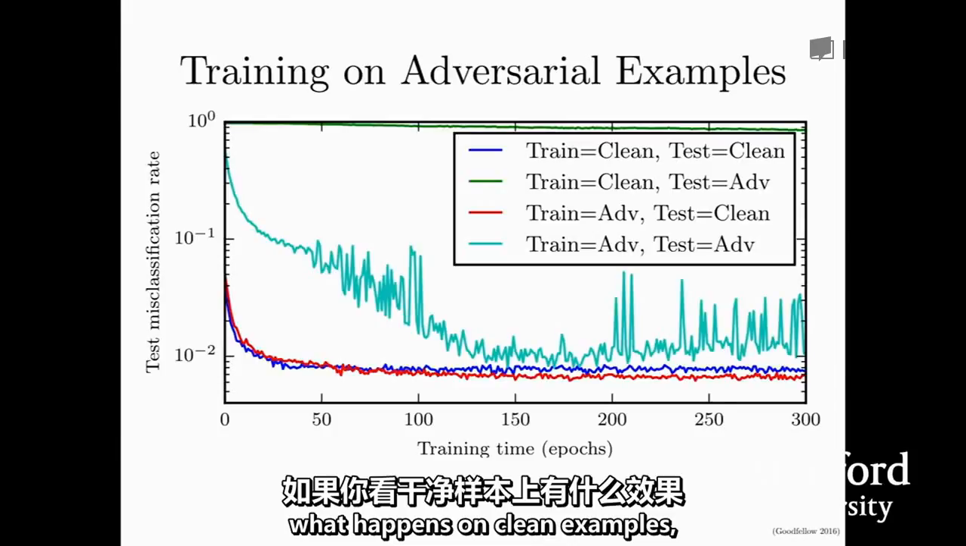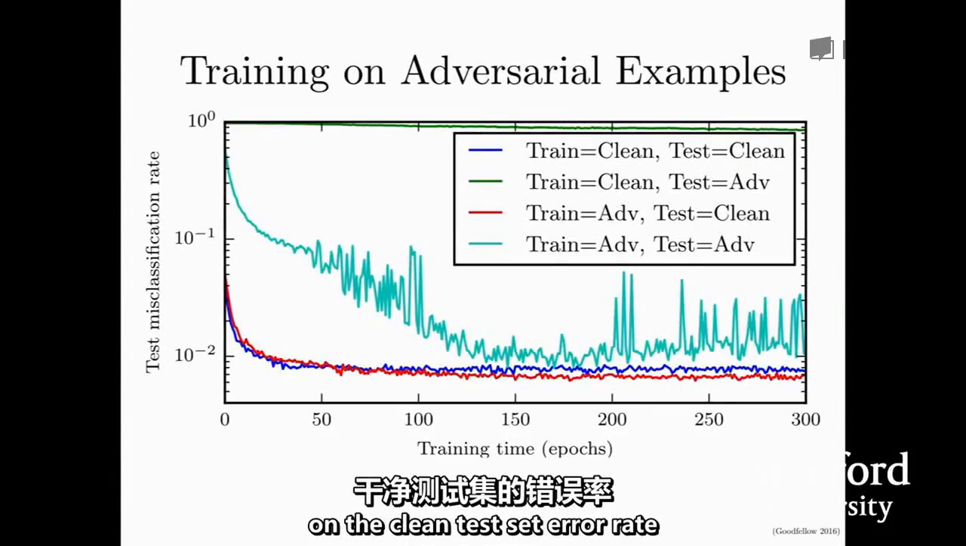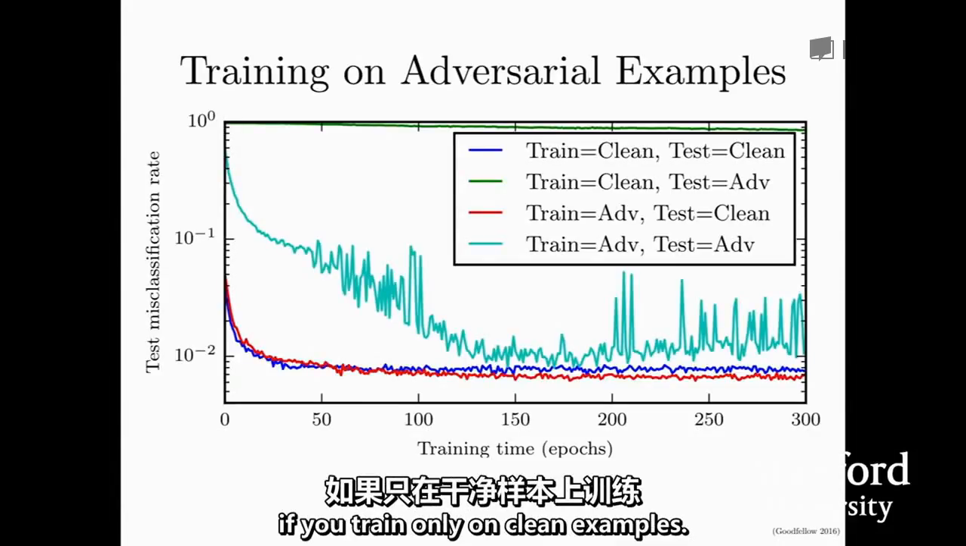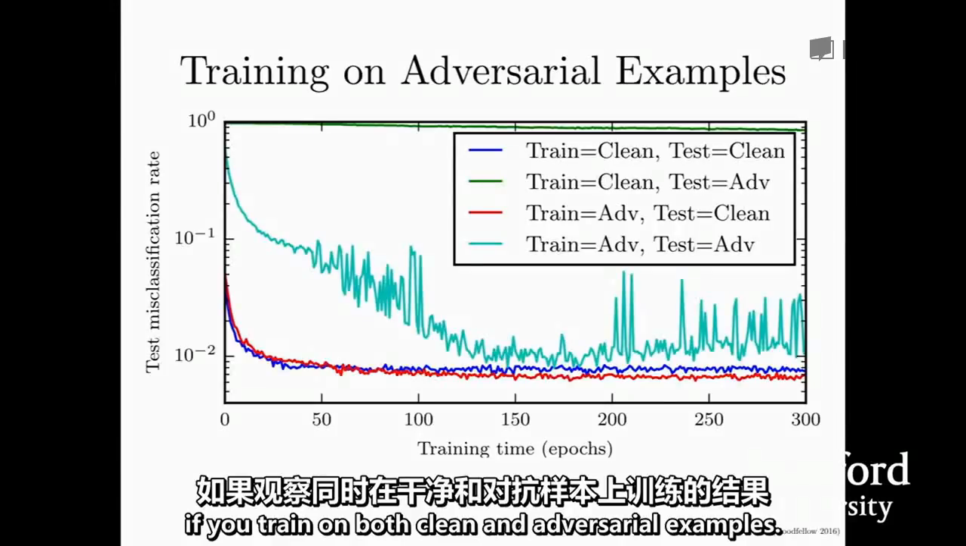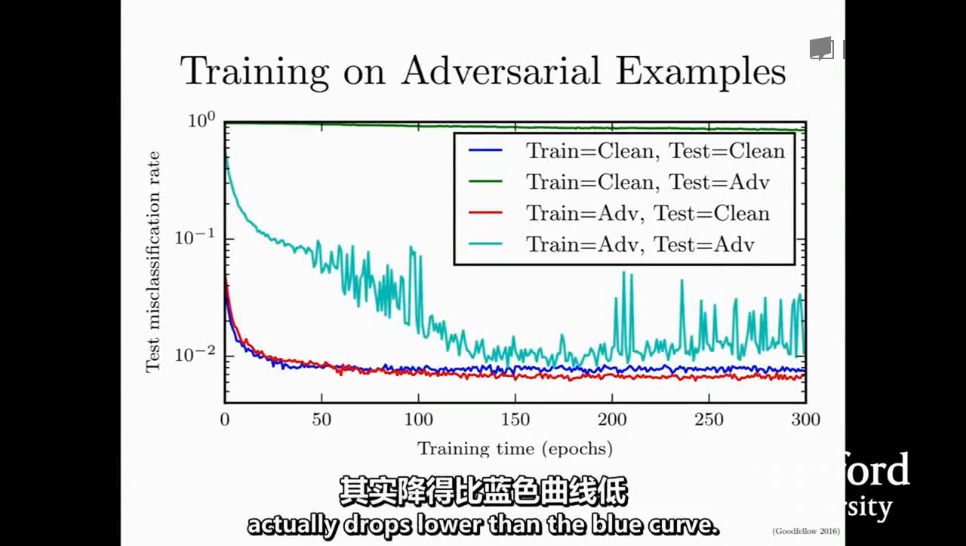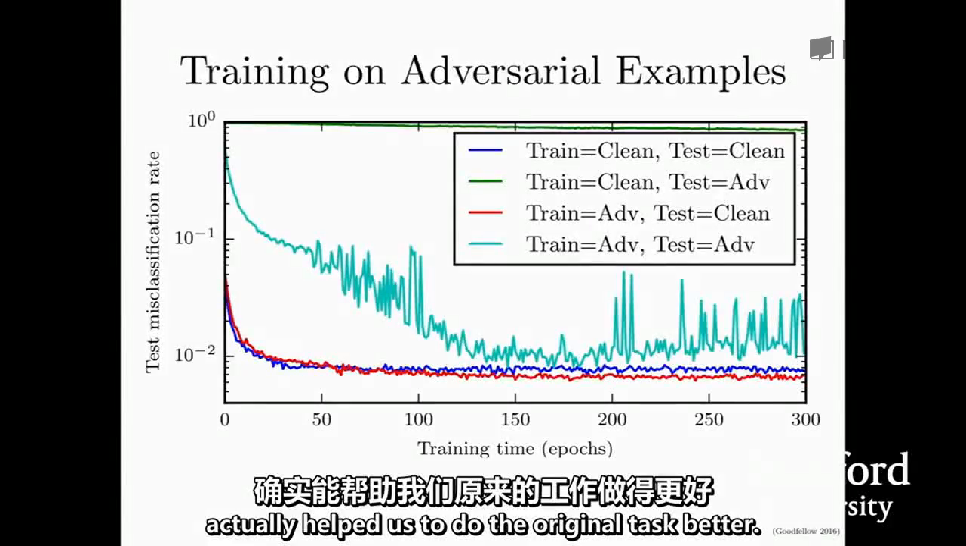what happens on clean examples, the blue curve shows what happens on the clean test set error rate if you train only on clean examples. The red curve shows what happens if you train on both clean and adversarial examples. We see that the red curve actually drops lower than the blue curve. So on this task, training on adversarial examples actually helped us to do the original task better.